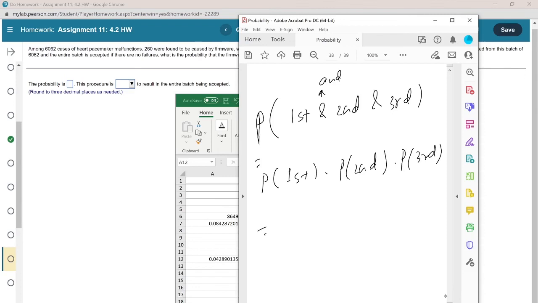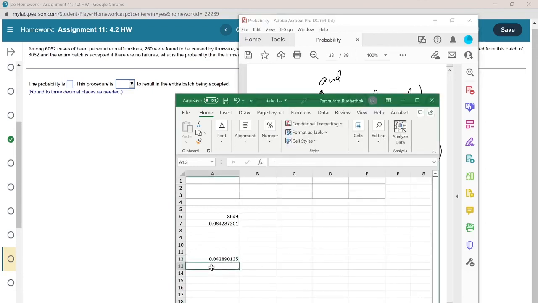So what is the first one? The probability is 0.042, this number. And the same goes for the second one and the third one. So we are multiplying the same thing 3 times, which is actually the power 3. So this is eventually our answer.